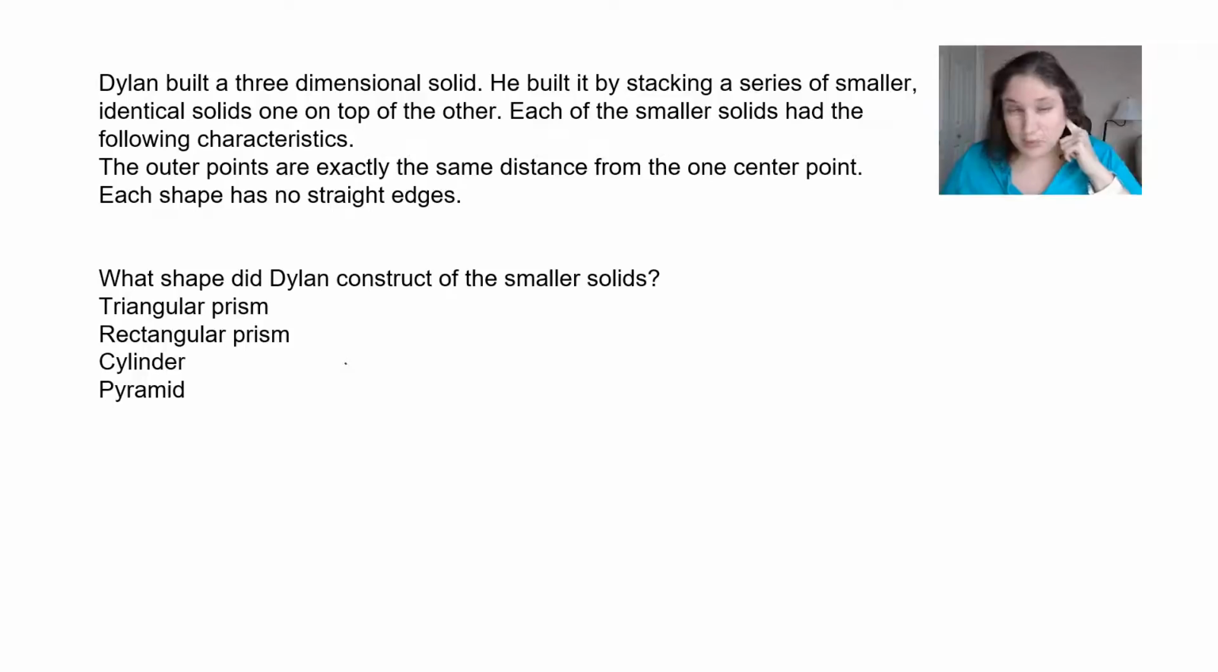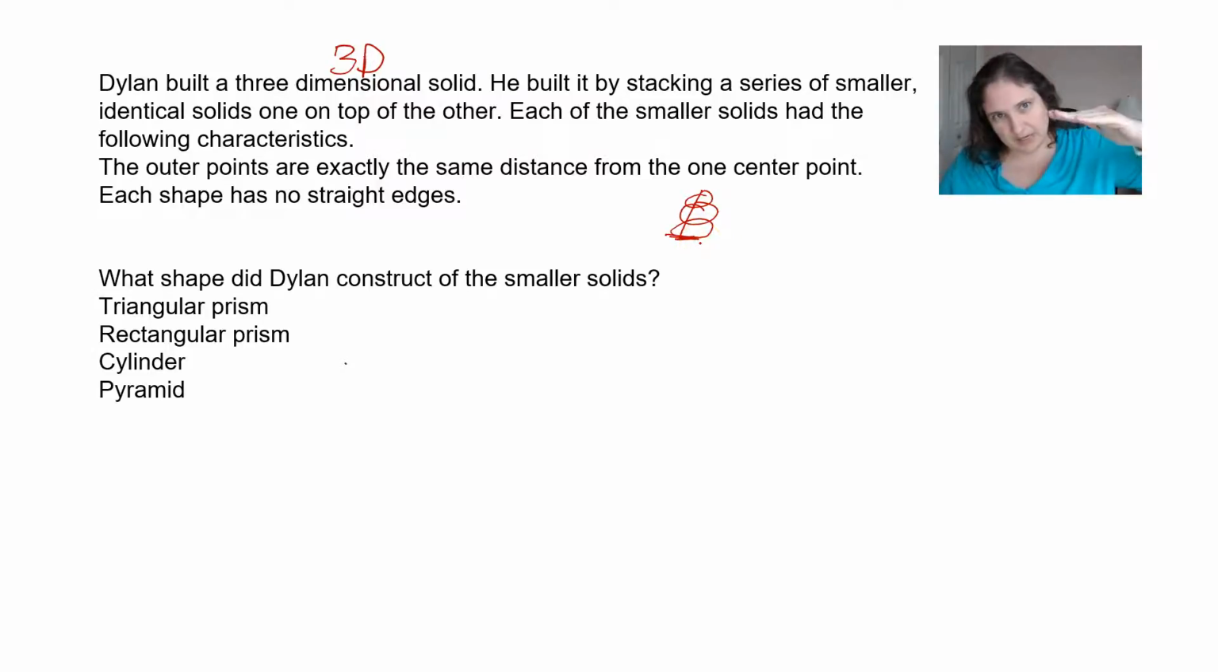So let's think about this one more time. Dylan built a 3-dimensional solid. So we know we're going to be talking about something in 3D, okay? He built it by stacking a series of things on top. We used to play with those things when we were little that had a post, and you stack them, boom, boom, boom. So think of it, we're stacking on top. Each of the series of smaller identical solids means they were all the same shape and size, right on top of each other going up.